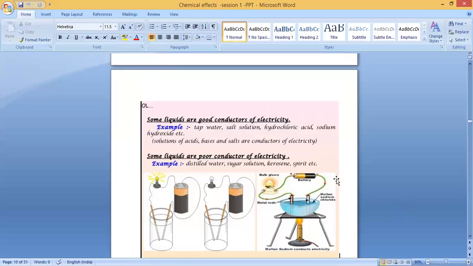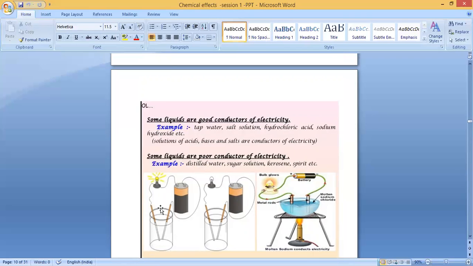Some liquids are good conductors of electricity. Examples: tap water, salt solution, hydrochloric acid, sodium hydroxide, etc. Solutions of acids, bases, and salts are good conductors of electricity. So tap water, salt solution, hydrochloric acid HCl, and sodium hydroxide NaOH are all good conductors of electricity, because mainly the solutions of acids, bases, and salts are good conductors. Some liquids are poor conductors of electricity. Examples: distilled water, sugar solution, kerosene, spirit. These all are poor conductors of electricity.